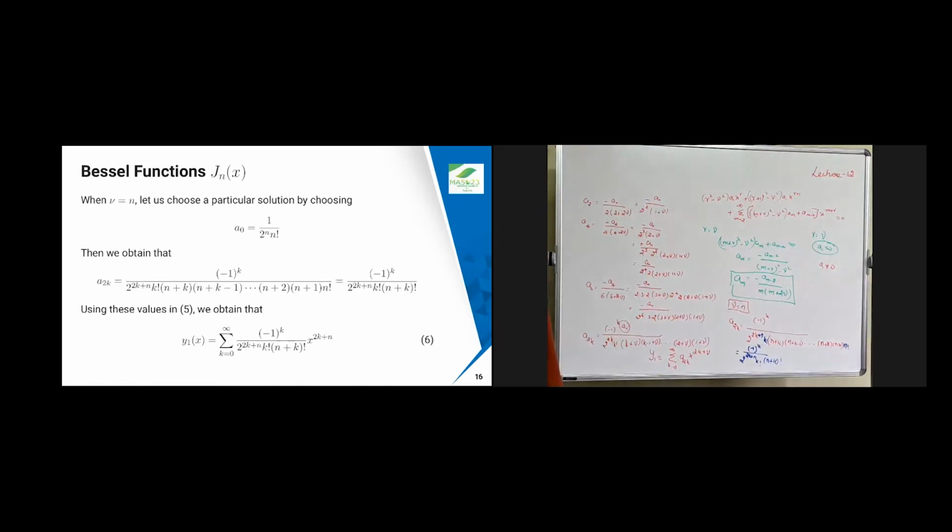Okay, so in that case, if I substitute it over here, I will just erase the rest of the thing.